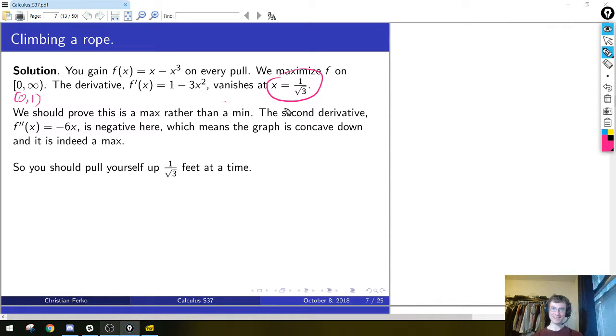So, yes, as you say, this is the critical point, and precisely as you suggested, the second derivative is negative here, so it's concave, or concave down if you prefer. So you should do that.